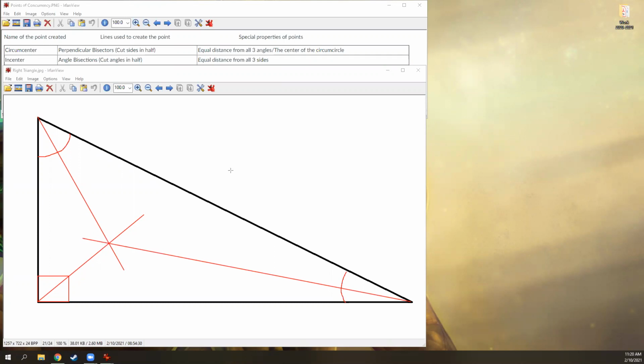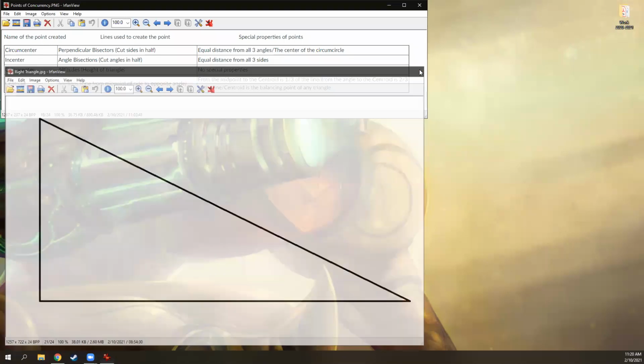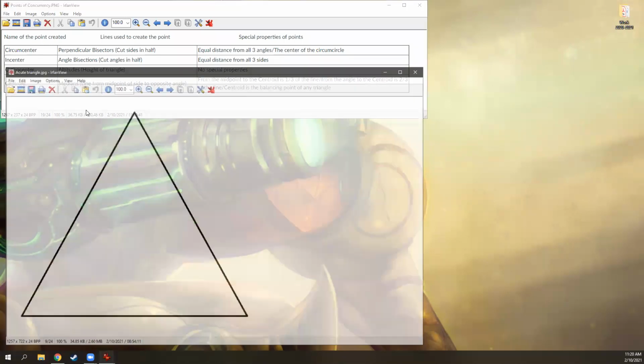So it doesn't change drastically like the circumcenter does. It's pretty straightforward. Like it's in there in the triangle. Cut the angles in half. Easy peasy. So let's move on to orthocenter.